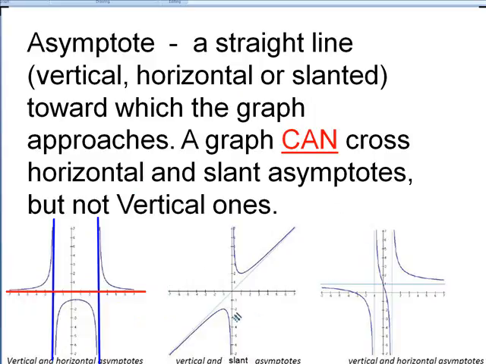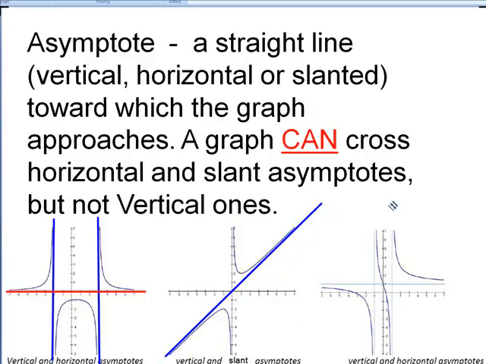We're not going to focus on slant asymptotes too much in Algebra 2. Here's an example of a slant asymptote, and you'll learn how to find slant asymptotes in pre-calc and pre-calc honors next year. But graphs can also have slant asymptotes, and the idea is the same. The graphs usually approach them and get really close, but they can't touch if they're vertical. If they're slant or horizontal asymptotes, they can cross or touch.